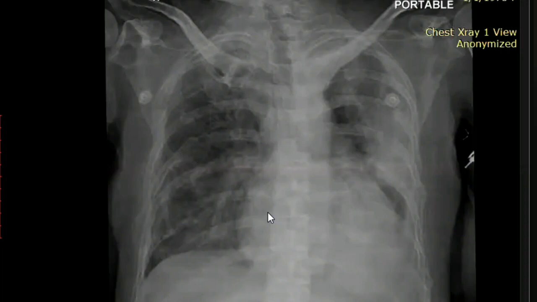However, this is less likely to be some lung-based pathology. I would like to see CT chest if available.